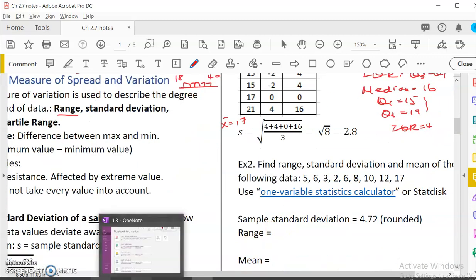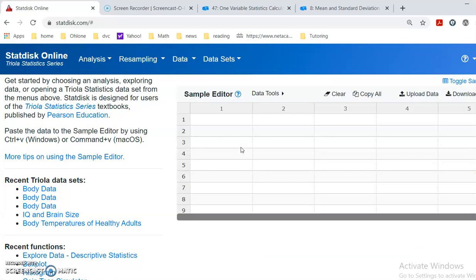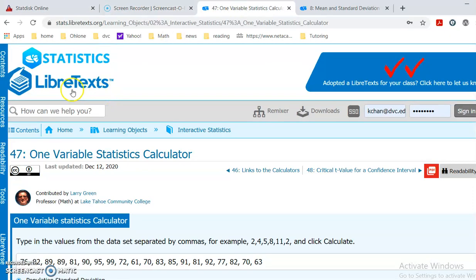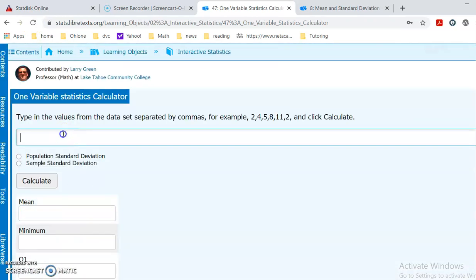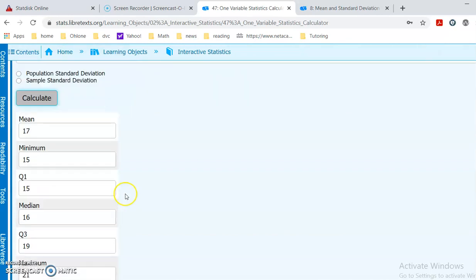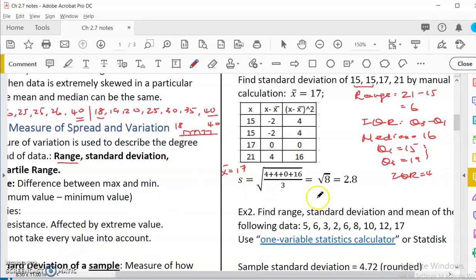To do it by calculator, let's try. We can try this again with 15, 15, 17, 21 to show you how to use it. I'm going to use the one variable calculator. Clean up everything first. Enter 15, 15, 17, 21, right? You calculate. The standard deviation is 2.8, right? That's how you do it. IQR is 4, so that works.